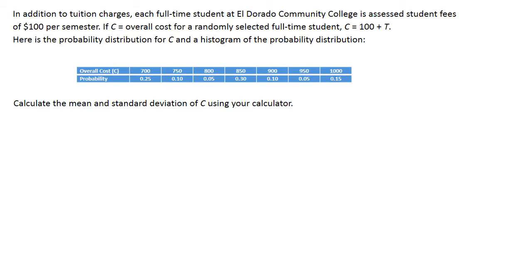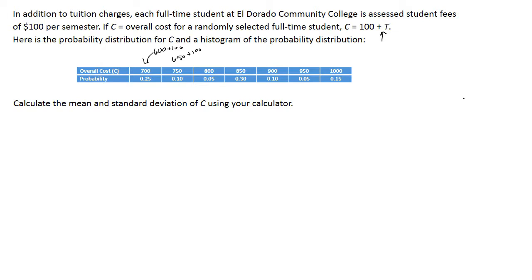So what happens if we add a constant? Back to the El Dorado Community College, the students are also assessed student fees of $100 per semester. So their overall cost will be the cost for tuition that we had in the last example, which was represented by a T, and then adding 100 onto that. So as you can see, this was 600 plus that 100, and then 650 plus that 100. So what does that do to the mean and the standard deviation?